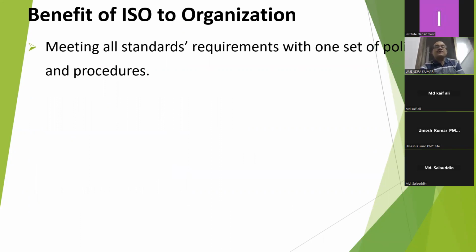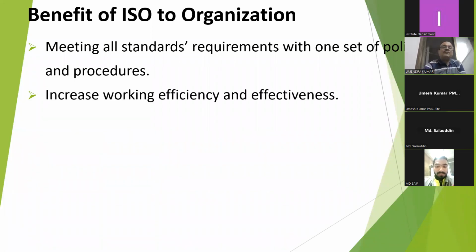Benefit of ISO in an organization. What is the benefit? Meeting all the standards. When you are disciplined in meeting all the requirements with a set of policies and procedures, we have to make policies, procedures, and objectives and targets, then it becomes standardized. Our company becomes systematic in working. ISO makes our work systematic and increases working efficiency and effectiveness.